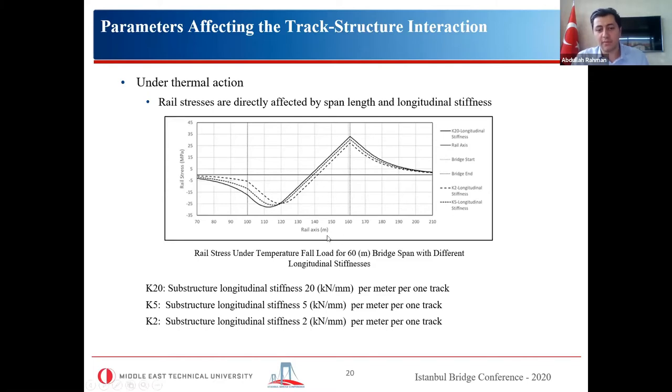It's 60 meters long, but I've changed the longitudinal stiffness of the bridge. I've used three substructure stiffnesses: K2, which is 2 kilonewton per millimeter per meter per track; then K5, 5 kilonewtons per millimeter per meter per track; and K20, 20 kilonewtons per millimeter per meter per track. Then I plotted the rail stresses. As you can see, under thermal load, increasing the substructure stiffness will increase the rail stresses, because the dashed one is the lowest stiffness and the thick one is the highest stiffness.